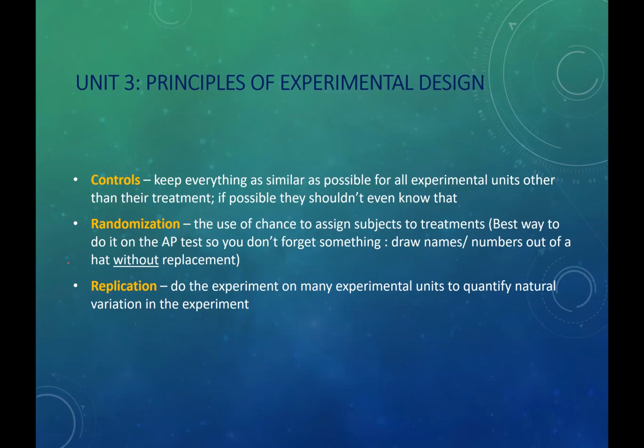You do that as much as possible. Those are called controls. This is not the same thing as a control group. The next step is randomization. This is the use of chance to assign subjects to treatments.